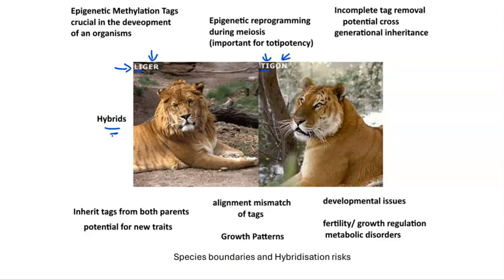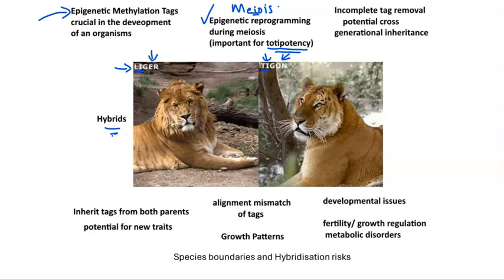As we move into the process of meiosis and the formation of gamete cells, there's a phenomenon called epigenetic reprogramming which takes place, in which the tags are removed from the DNA. This will mean that the fertilized egg is now completely totipotent. It's uninfluenced by the environment, or at least by the environmental conditions that the parent has experienced.